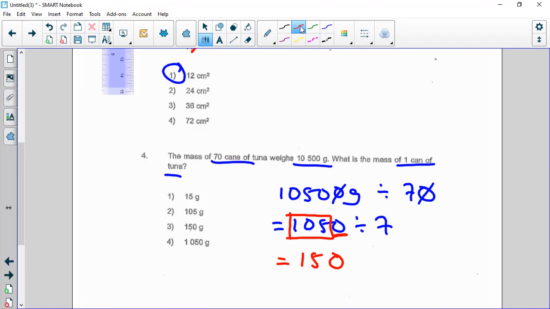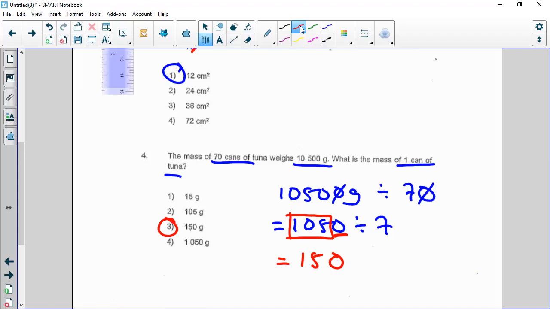So what is the mass of 1 can of tuna? Number 3. Okay. Am I correct? Any mistake? Sometimes I make careless mistakes. You also must tell me. If I make a careless mistake, you must let me know. Let me just use my calculator, just double check to make sure that the answer is correct. Because sometimes I do make careless mistakes. Yeah, the answer is number 3.